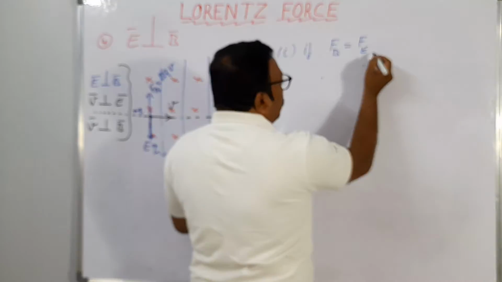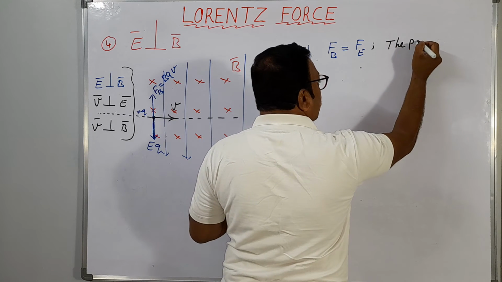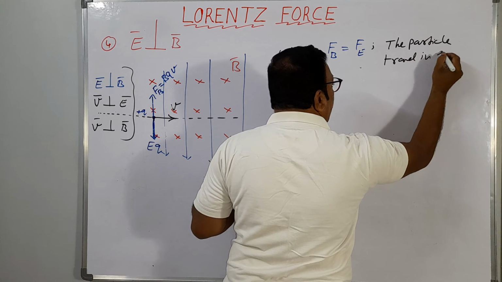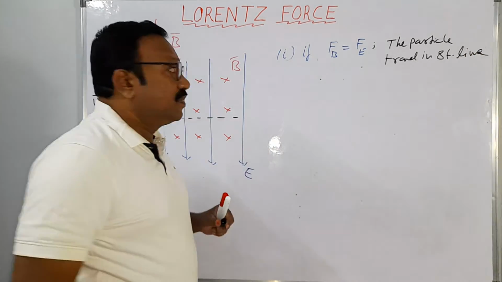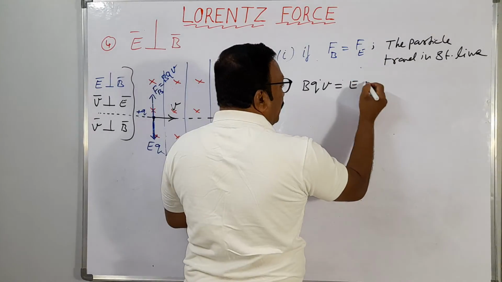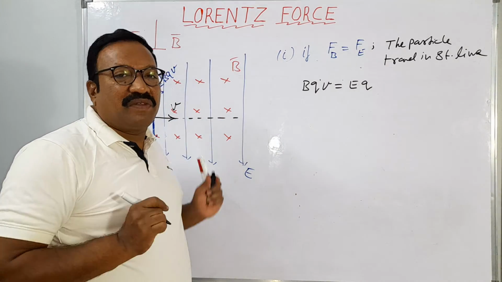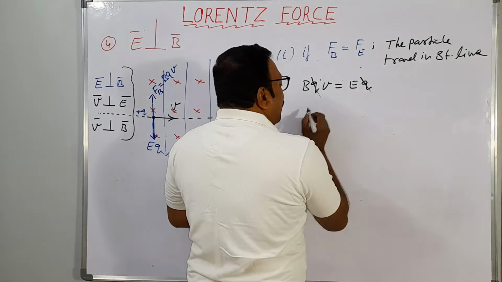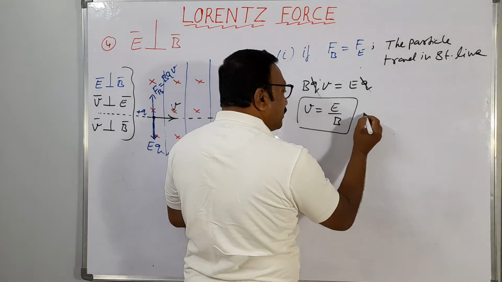So the particle travels in a straight line. I'll put the equations: BQV sin 90 is equal to EQ. Magnitudes of the forces are equal, but they are acting in opposite directions. So Q gets cancelled, and the velocity is the ratio of electric and magnetic fields. This is very, very important.